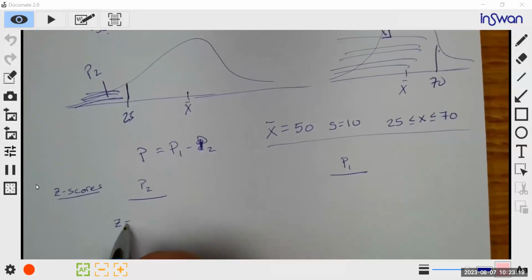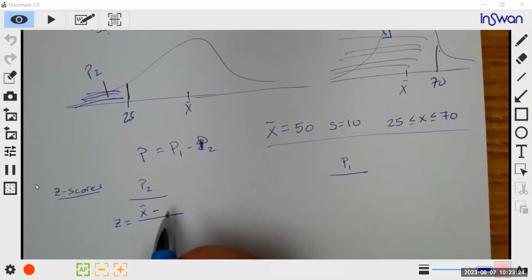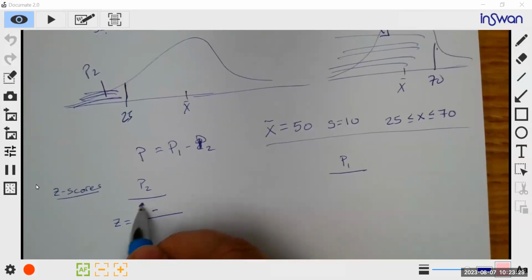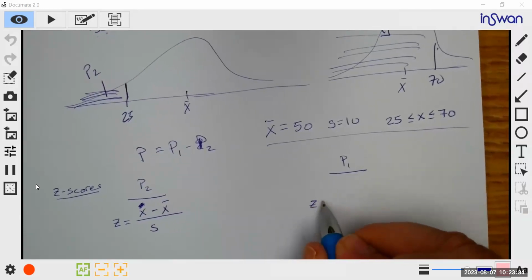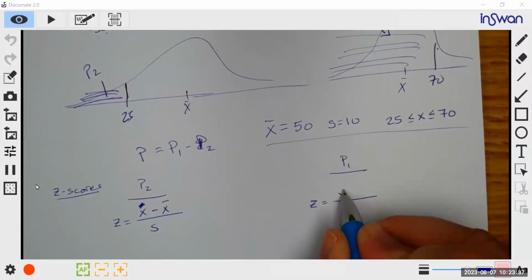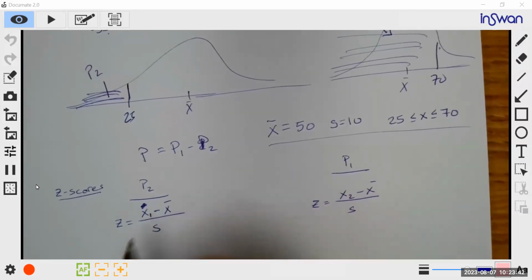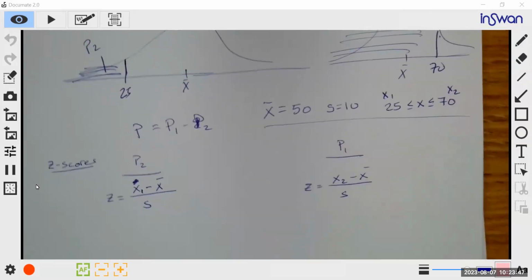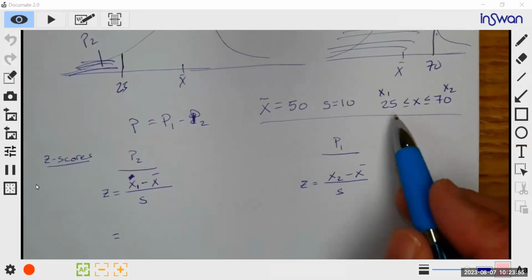So the z value is x minus x bar over s. And it's x2 minus x bar over s. This is x1 and x2. So this is x1 and this is x2. I guess I'm confused because the 25 appears to be positive, but we're using it as a negative. But yes, well, let's put it in here.